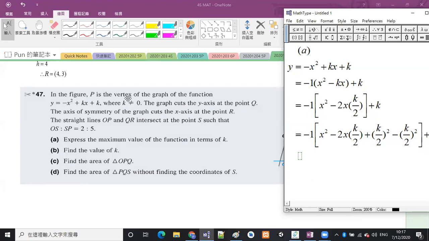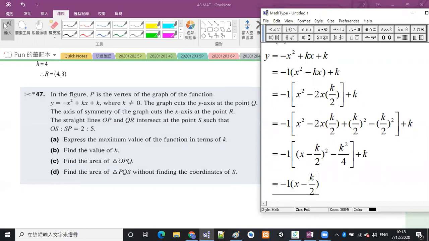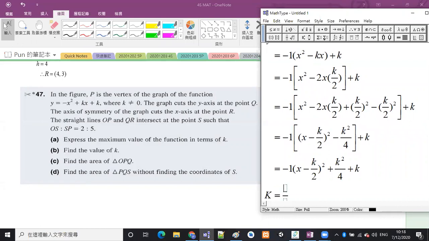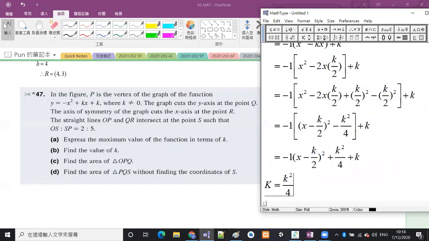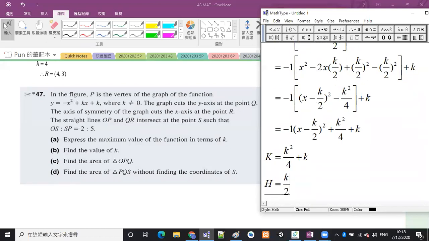That's k. Okay? And then the first three terms will form a perfect square, x minus y squared, and then minus k squared over 4 plus k. And then multiply the negative 1 back. Like this. Okay? So the k value will be k squared over 4 plus k, and then the h value will be k over 2. And the question just asks us to find the maximum value. Maximum value will be the k value of the function.